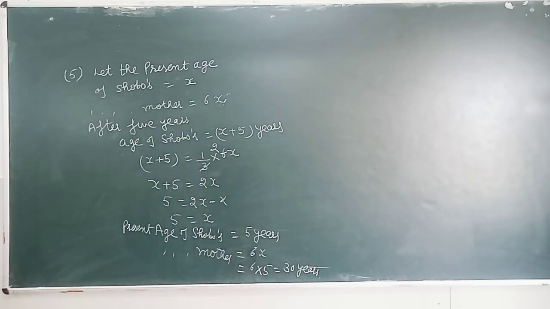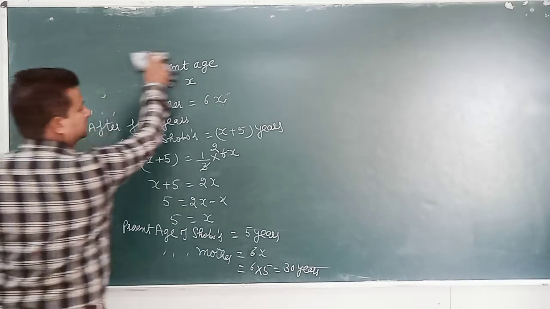In this question, first we let the present age of Shubha x years and his mother's 6 times, 6x, and according to the question, after 5 years his age will become 1/3 the present age of his mother. This means 1/3 into 6x. When we solve this, x is equal to 5 years. This means the present age of Shubha is 5 years and his mother is 30 years.